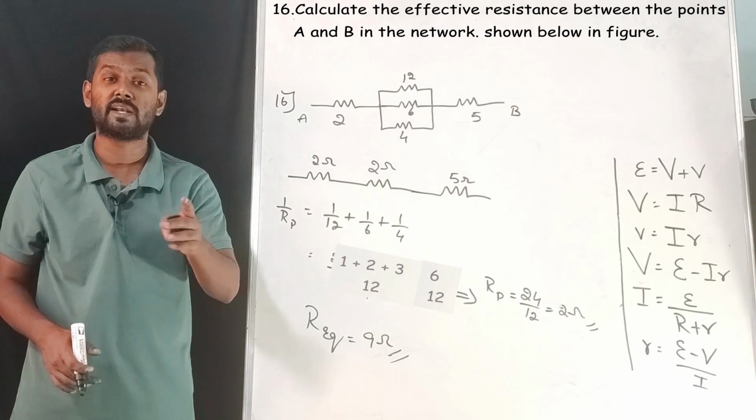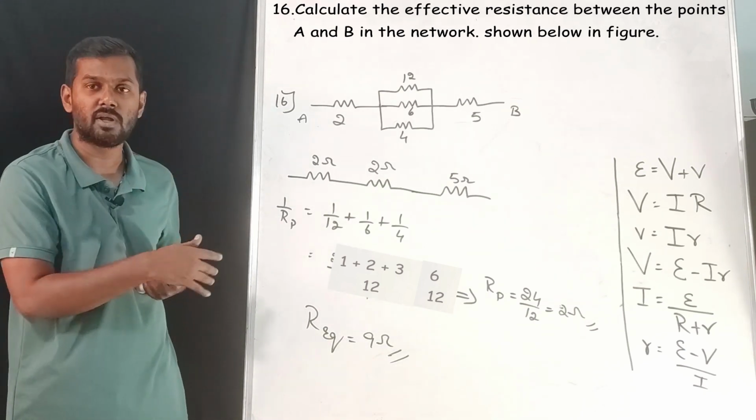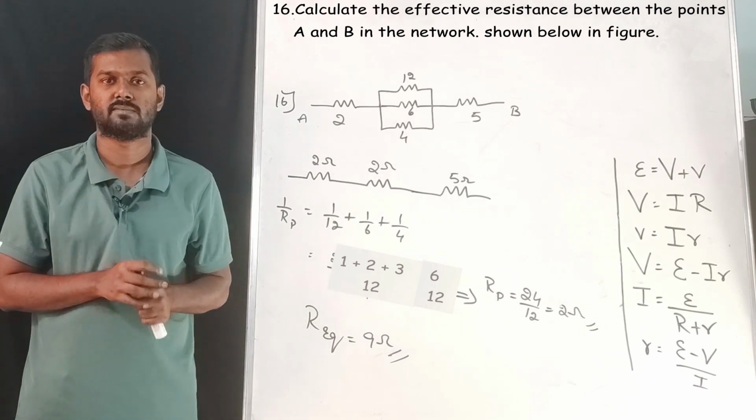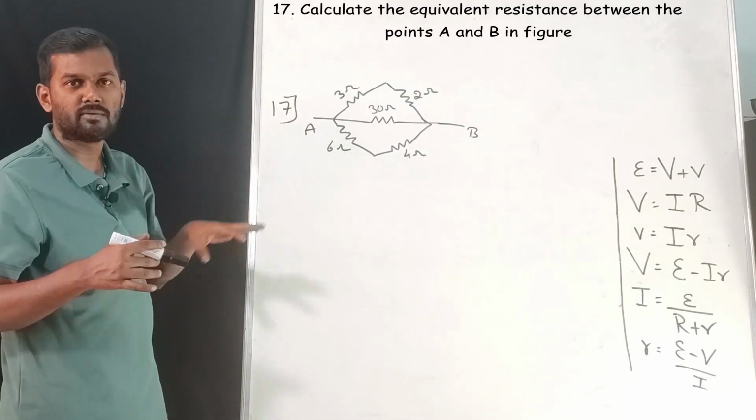Okay, after finding the answer, write it in the form of a sentence. Effective resistance or equivalent resistance of this circuit will be 9 ohm. That's it. Question number 17. See, there is one more diagram. We have to find the equivalent resistance.